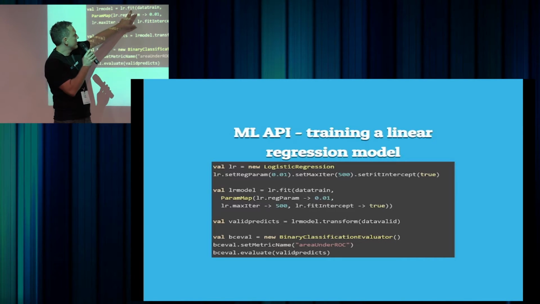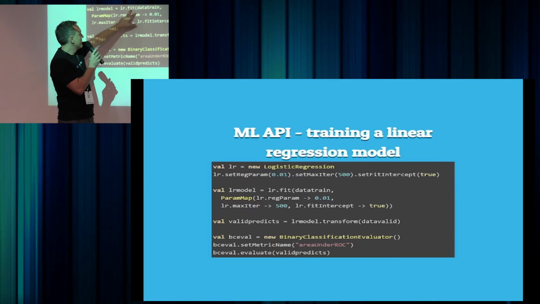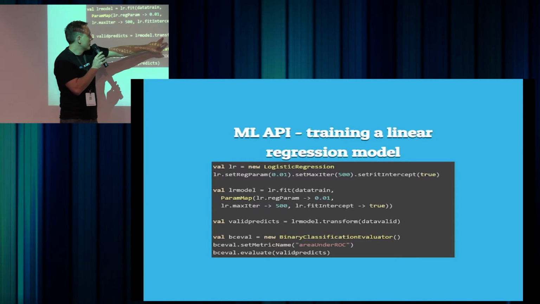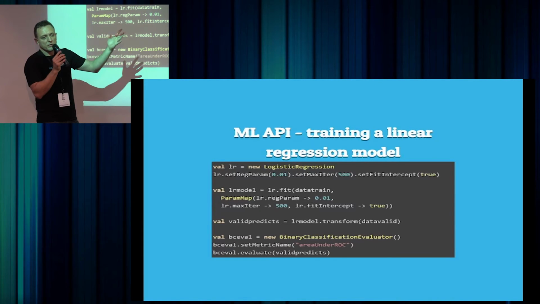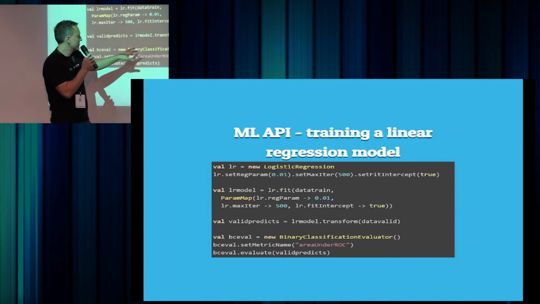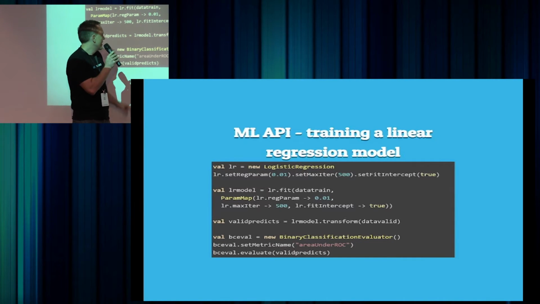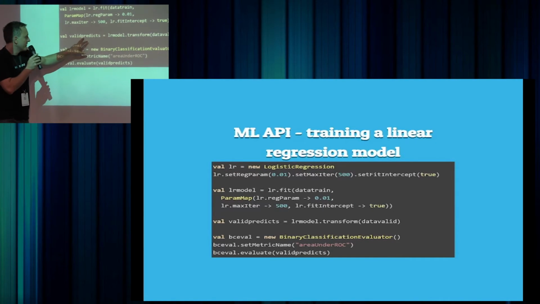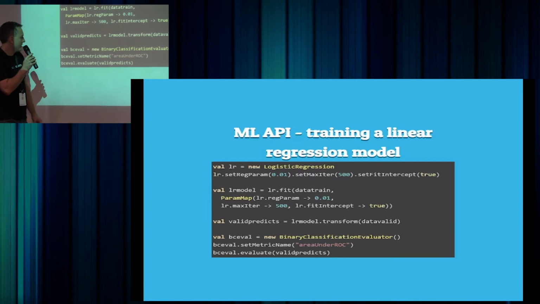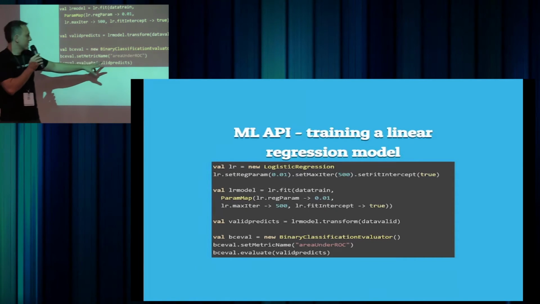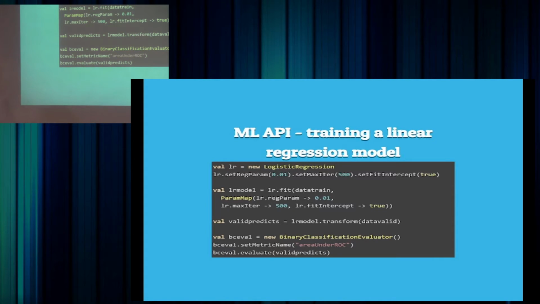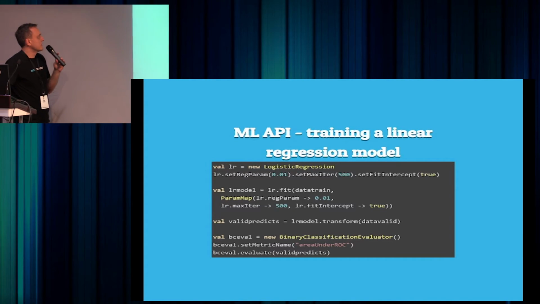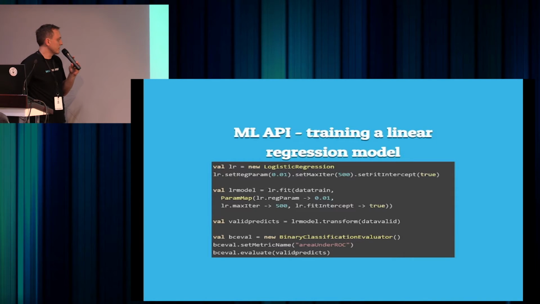This is a standardized interface method, fit, and then you would call transform on your model, which is a transformer, not the transformer from the movie, but the transformer from the API. And then you would get your predictions, and you would use a binary classification evaluator to get the value for a metric. In this example, the classification metric is area under the receiver operating curve, which is sort of standard with classification models.